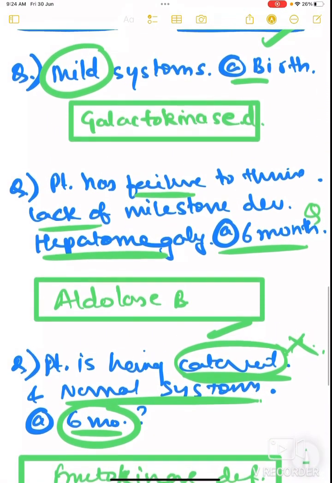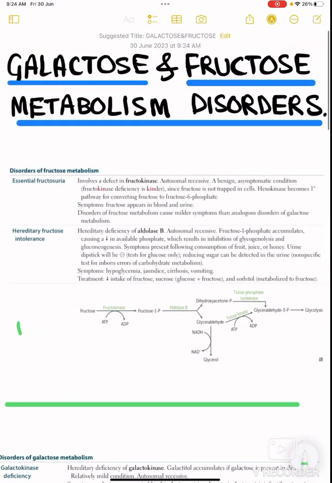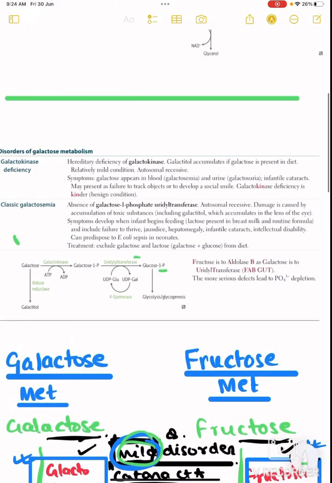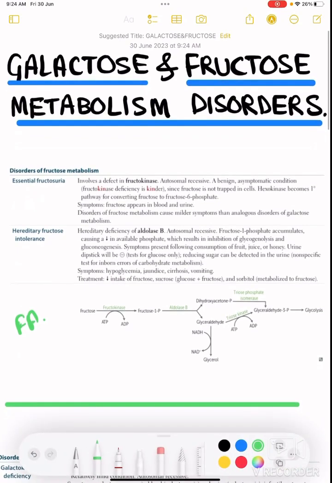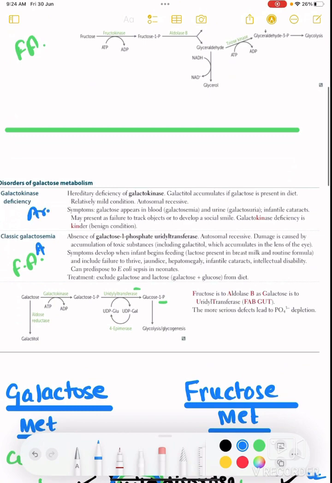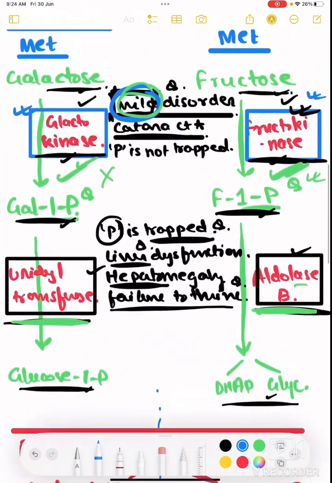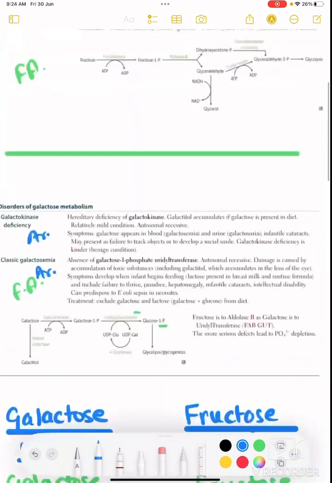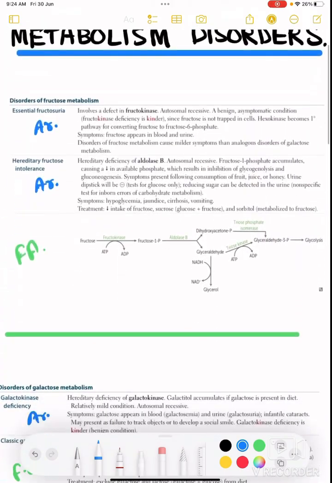So that's it, guys. I have completed this topic. I just want to complete it from the First Aid photo I have given over here. It is a very easy thing. We will complete it fast. First of all, essential fructosuria, hereditary fructose intolerance, galactokinase deficiency and classical galactosemia. All these 4 disorders are based on these 4 enzymes, and all these 4 enzyme disorders are actually autosomal recessive disorders.